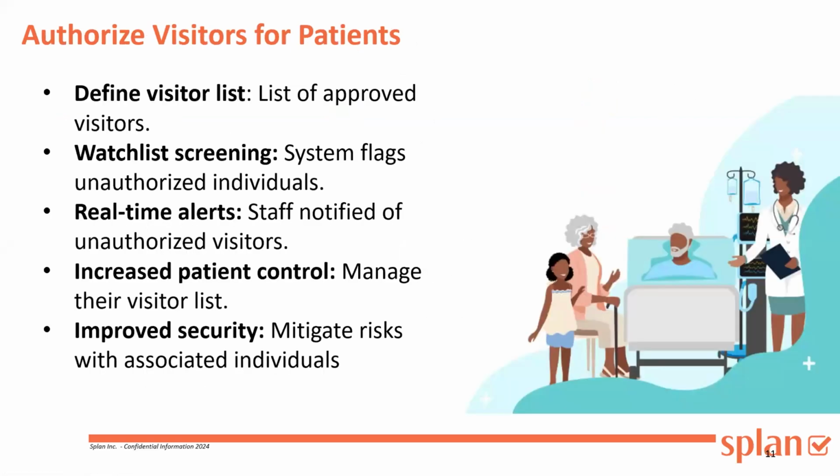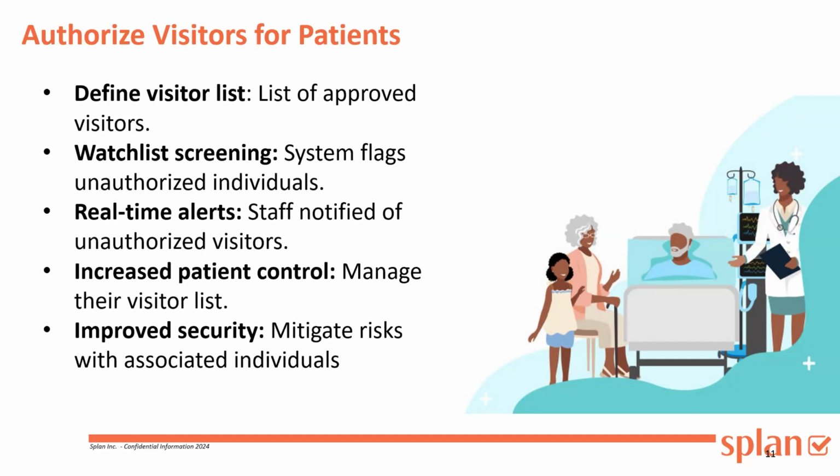So what does it do when we connect to HL7? It authorizes visitors for patients, right? We can have the patient, when they're checking in, define their visitor list. So it's very important of who can come visit them. And unfortunately, in some circumstances, and even more importantly, who cannot visit them, right? That ties you into the watch list screening. So our system will flag unauthorized visits or individuals. Real-time alerts, right? Staff are notified of these unauthorized visitors.